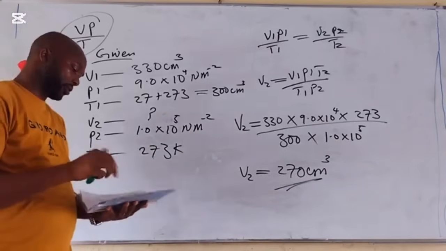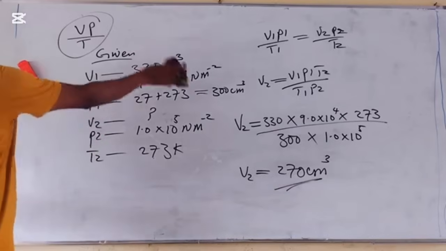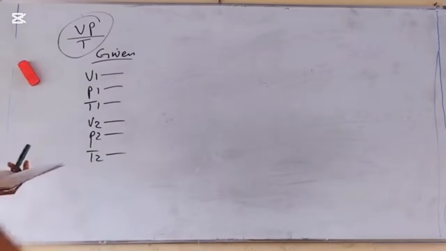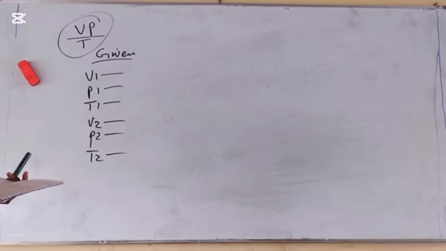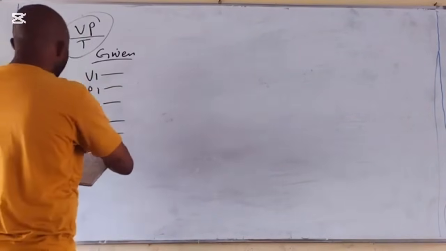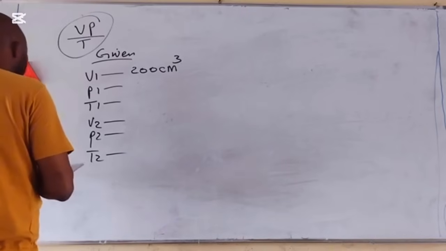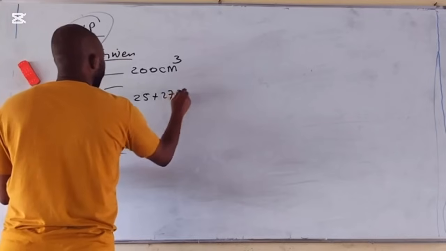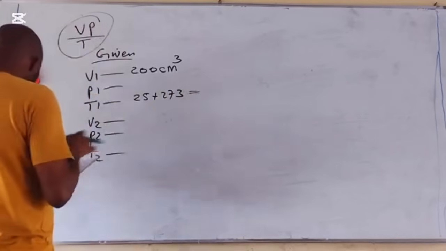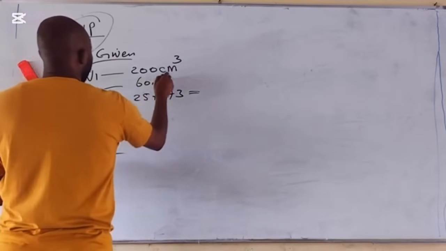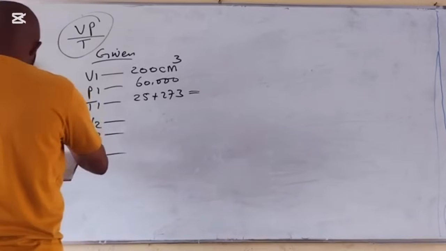The second question: what volume will 200 cm cube of hydrogen measured at 25 degrees Celsius with pressure of 60,000 Newton per meter squared occupy at STP? So V1 is 200 cm cube. Temperature is 25 plus 273. The pressure is 60,000. Okay, that is my P1.